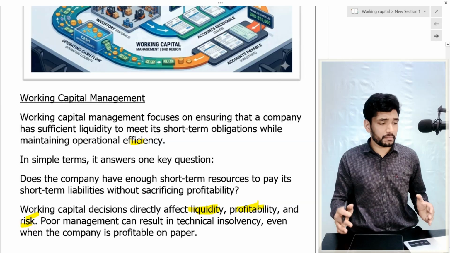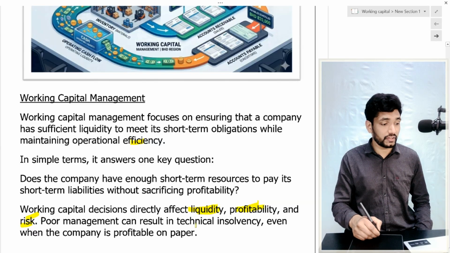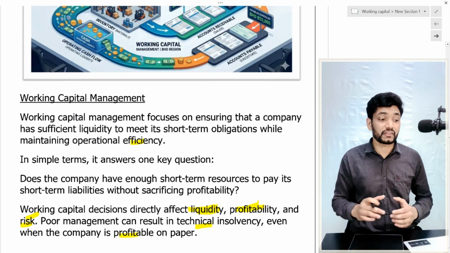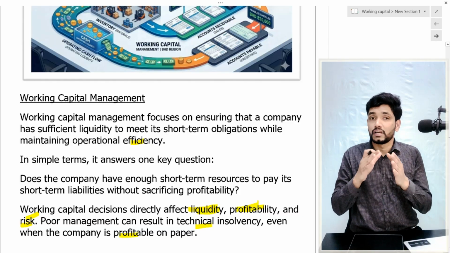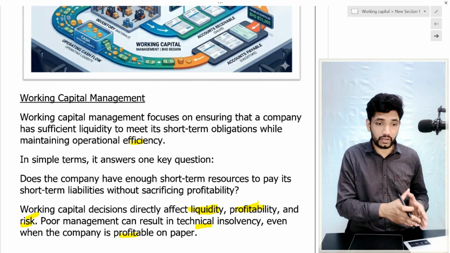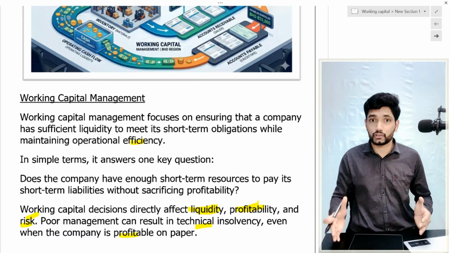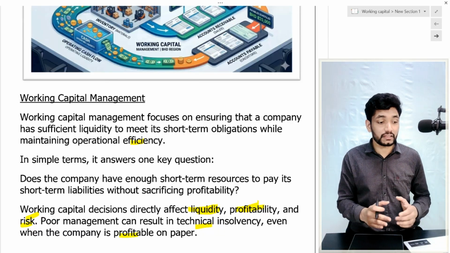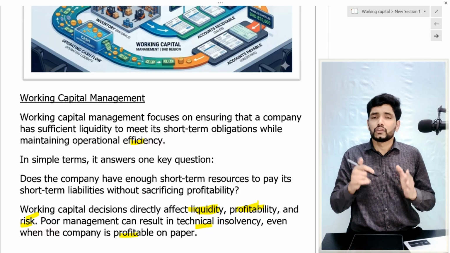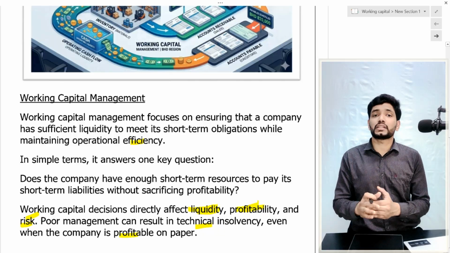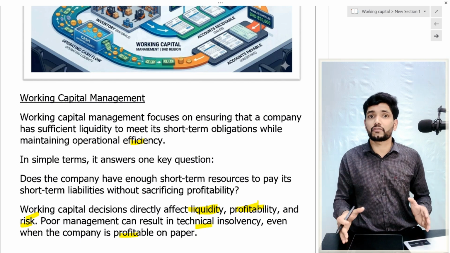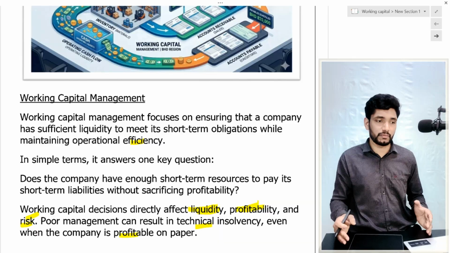Poor management can result in technical insolvency even when the company is profitable on paper. Poor working capital can result in technical insolvency because sometimes if the business doesn't have enough fund in its working capital, it cannot meet the short-term obligations, so it will create short-term insolvency and liquidity issues. So in working capital, it is very important to maintain proper liquidity while maintaining profitability also. Both things are very important in working capital management.